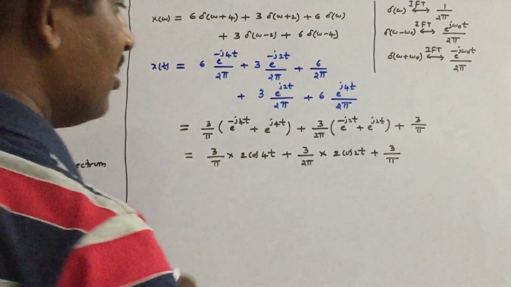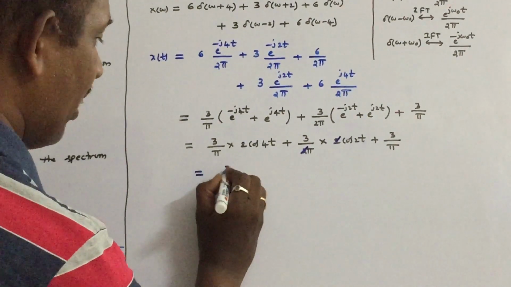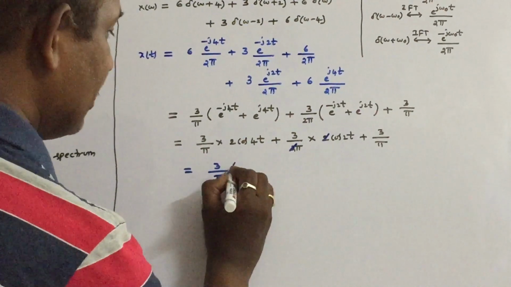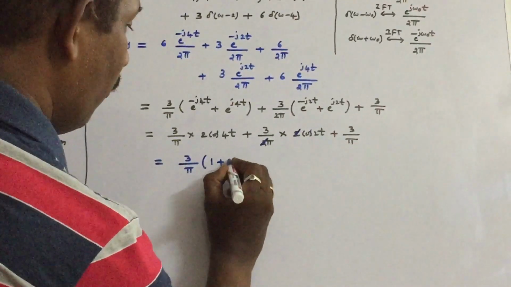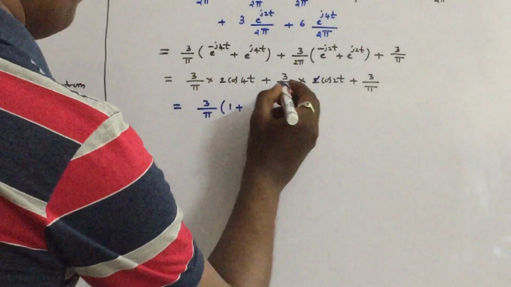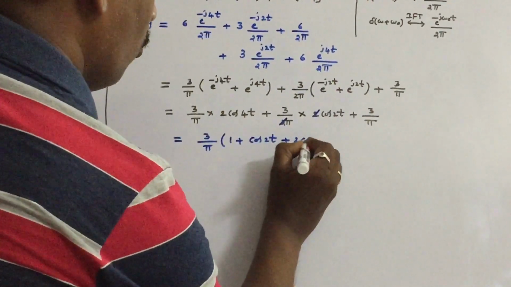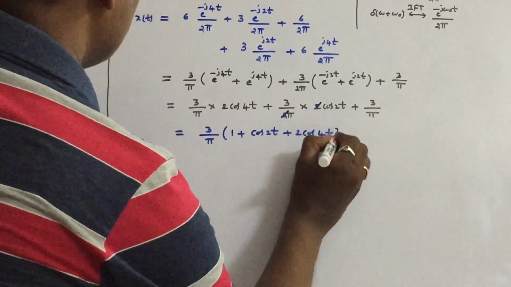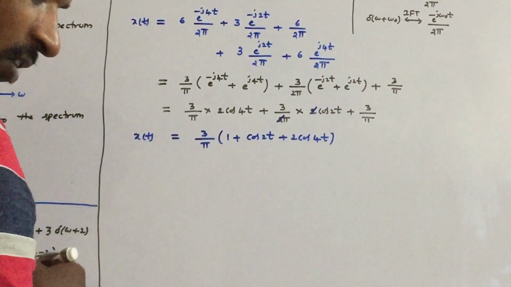You can check that 2 and 2 cancel out. So the answer is written as 3 by pi, if you take it as common, 1 plus cos 2t plus 2 cos 4t. So this is the answer for this x of t. So this is the answer for this first question.